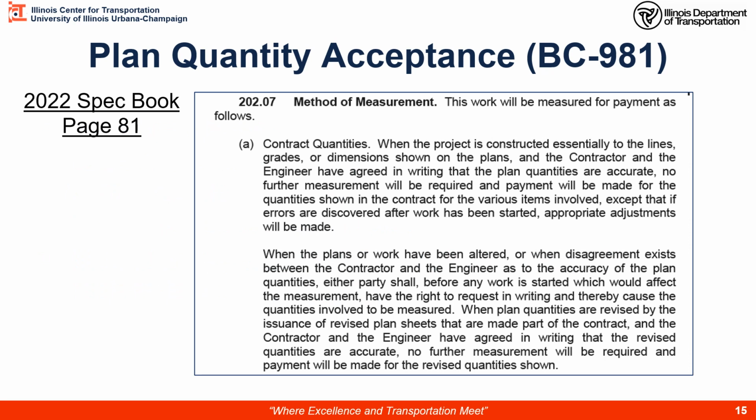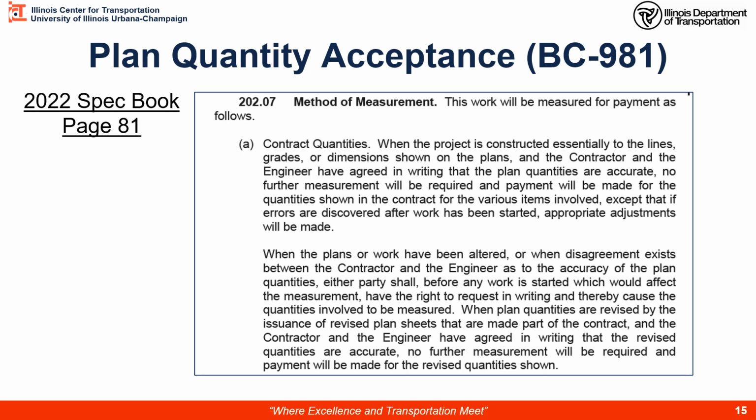If you look in your spec book on page 81, 82, you will find Article 202. Section 20207 is the method of measurement for earth and rock excavation. Here, item A states contract quantities. If you read this paragraph, it describes the 3 conditions, that the lines and grades on the existing site are accurate, the planned quantity is accurate, and we're going to go and execute the work according to plan.